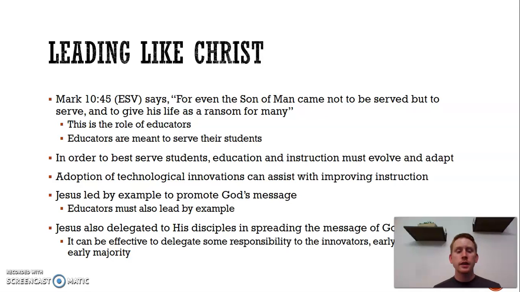Jesus also delegated to his disciples in spreading the message of God. It can be effective to delegate some responsibility to the innovators, the early adopters, and the early majority to assist the late majority and the laggards in the adoption process.